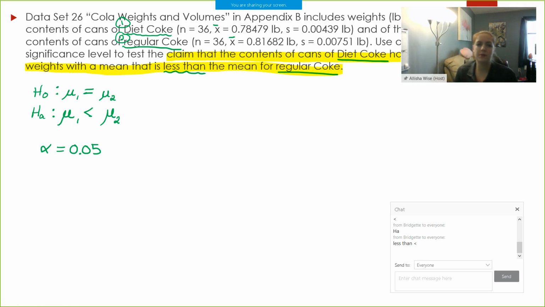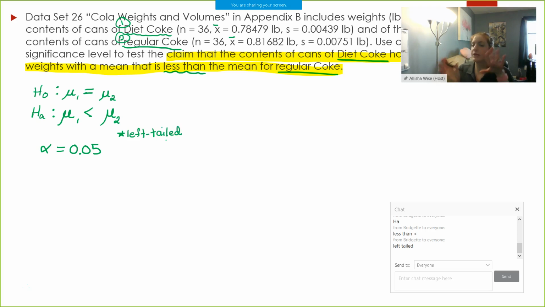Before I move on, I just want to point out that the same rules apply from last week as this week. The alternative hypothesis determines if it's left-tailed, right-tailed, or two-tailed. So what do you guys think? Is this left-tailed, right-tailed, or two-tailed? Yes, it is left-tailed. So I'm going to put a little note here that says left-tailed because it's less than.